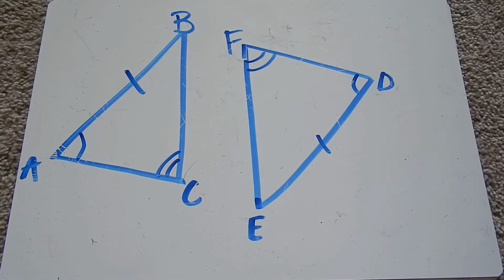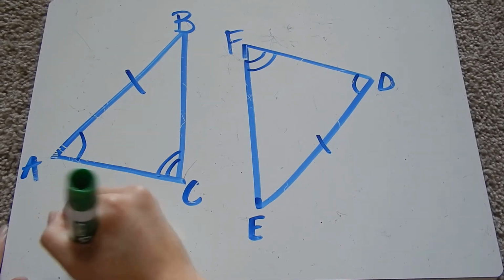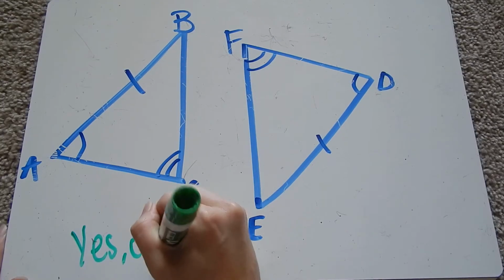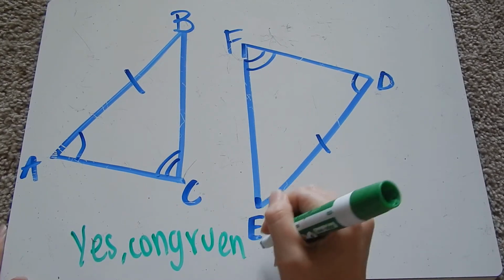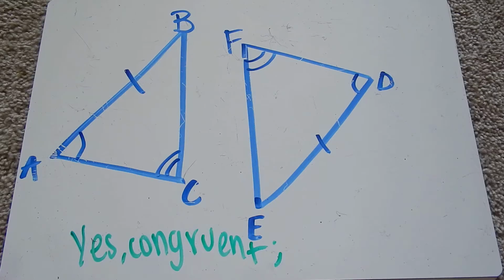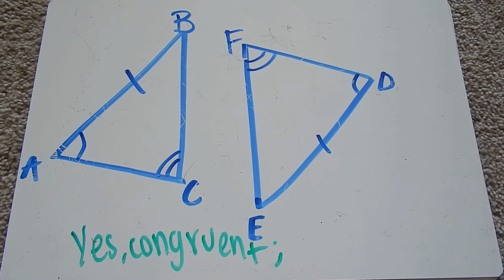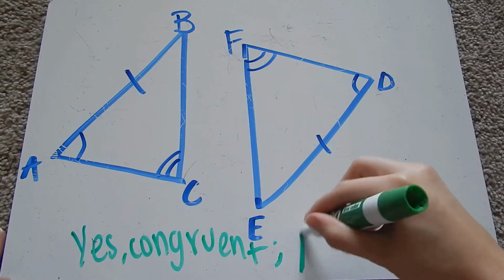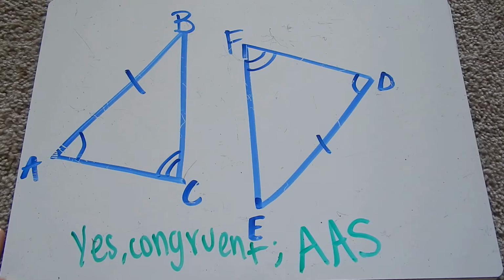Okay, next example. Now remember, I need two angles to be congruent for me to say that these two are congruent. I do have two angles and a side, so yes. As long as you have two angles and a side, they will always be congruent. You just have to determine, is the side inside the two angles or outside? This side is not in between the two angles, so it's going to be AAS.